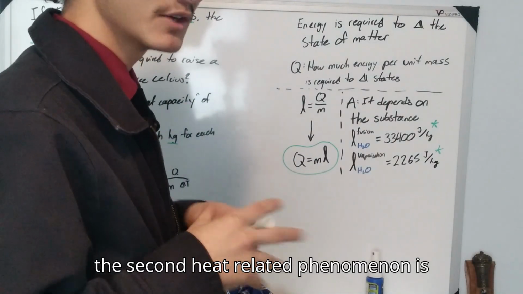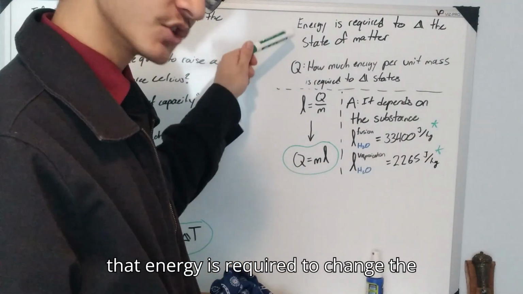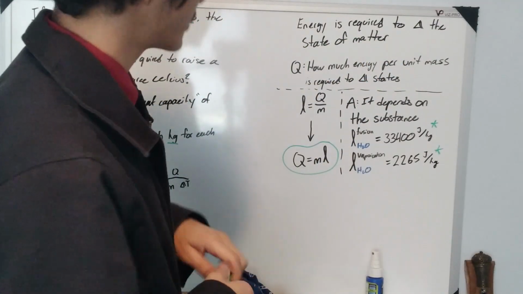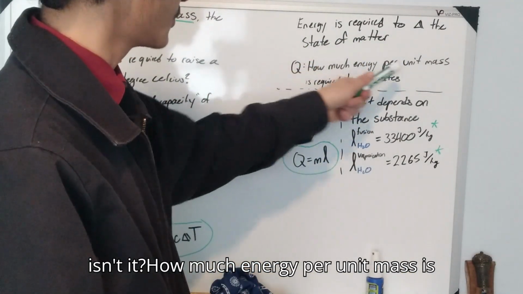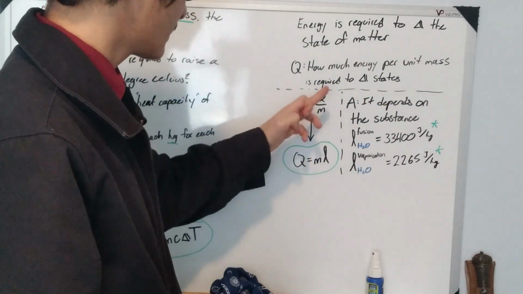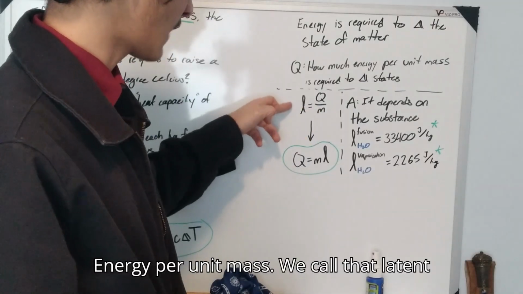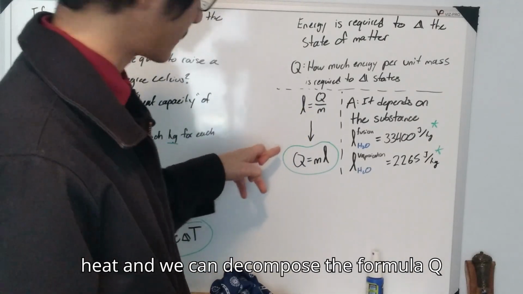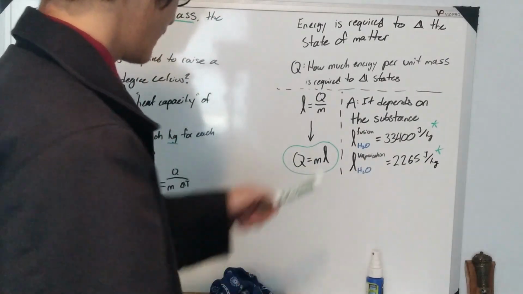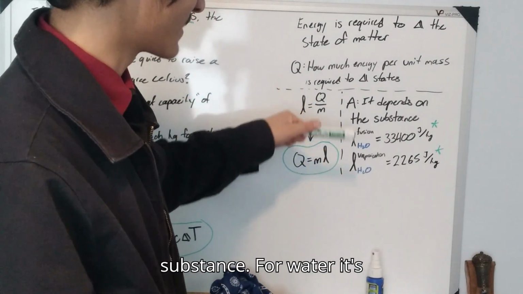The second heat-related phenomenon is that energy is required to change the state of matter. So that's the question, isn't it? How much energy per unit mass is required to change states? Energy per unit mass, we call that latent heat, and we can decompose the formula. Q equals the mass times the latent heat. So the answer is also, it depends on the substance.